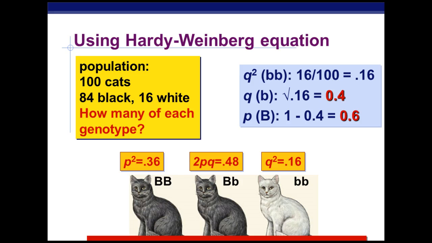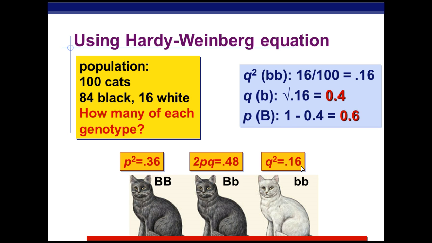Now, in our original sample, 84%, 0.36 plus 0.48, are black, and 16%, 0.16, are white.